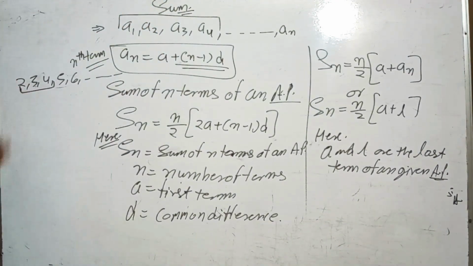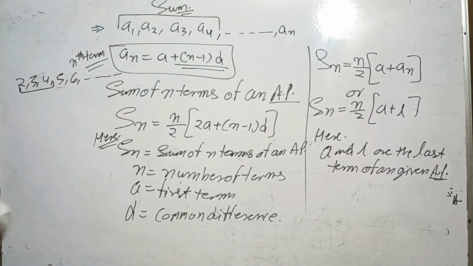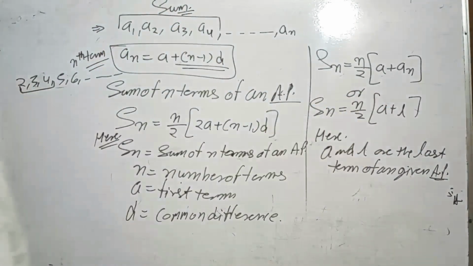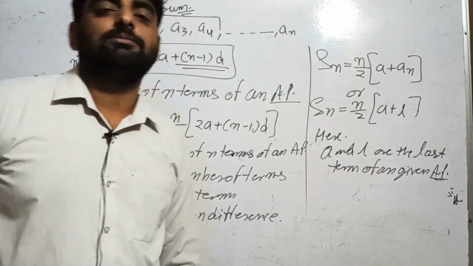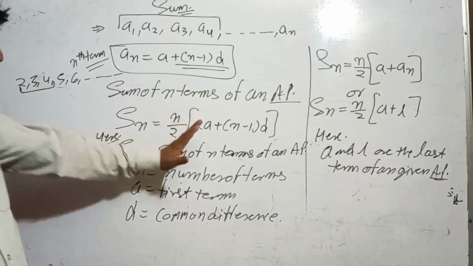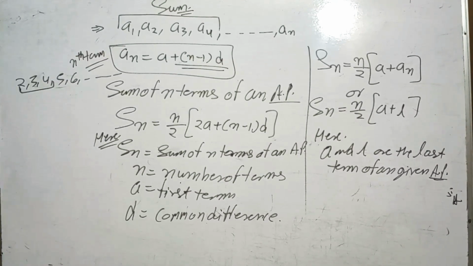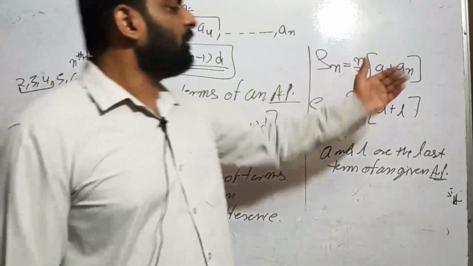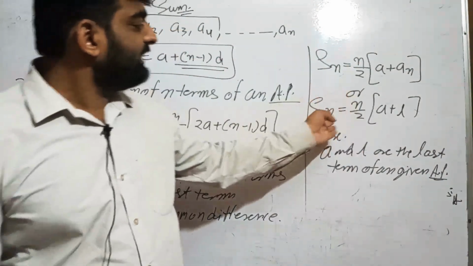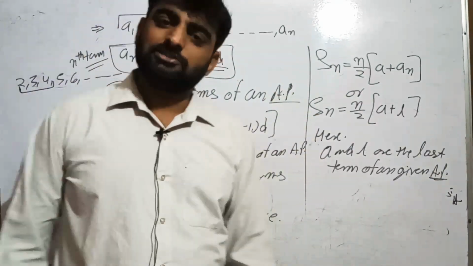If we want to find the sum of 11 terms or 200 terms or 900 terms of an AP, we can't add 900 terms at a time. So at that time we apply this type of formula. To find the sum of n terms of an AP, the formula is Sn equals n upon 2 into a plus an, or Sn equals n upon 2 into a plus l, students. Here an and l are the last term of an AP.